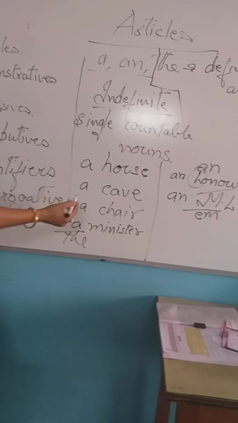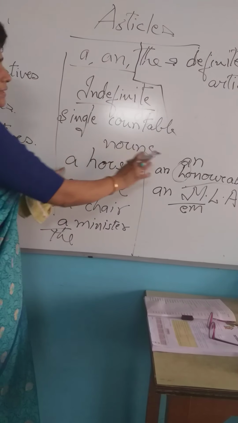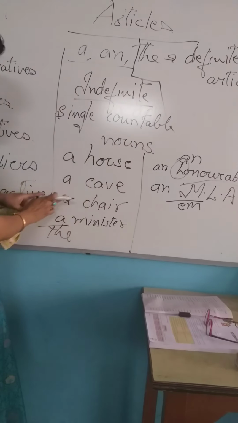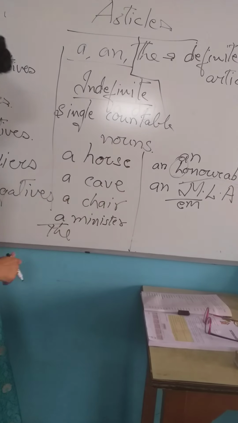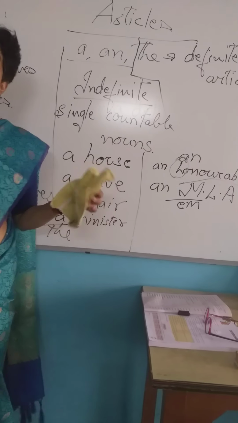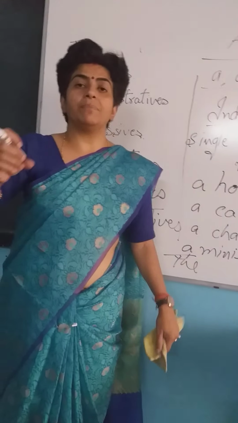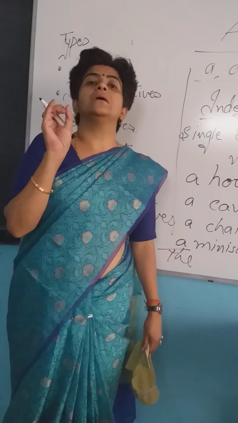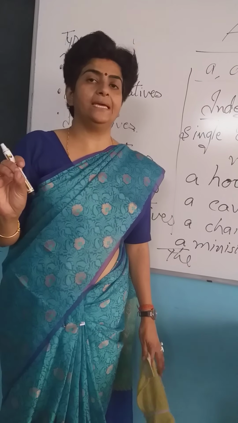Hope you have understood the difference between using "a" and "an". A horse, a cave, a chair, a table. You have so many examples. But please, we cannot use "a student". Why?